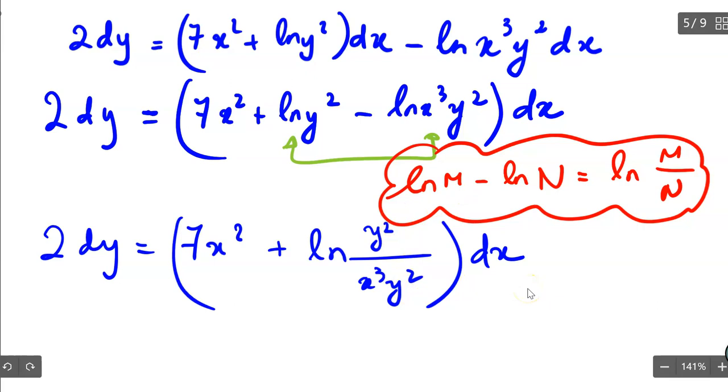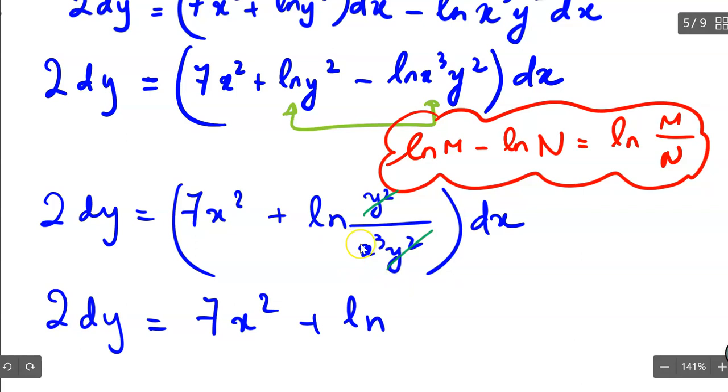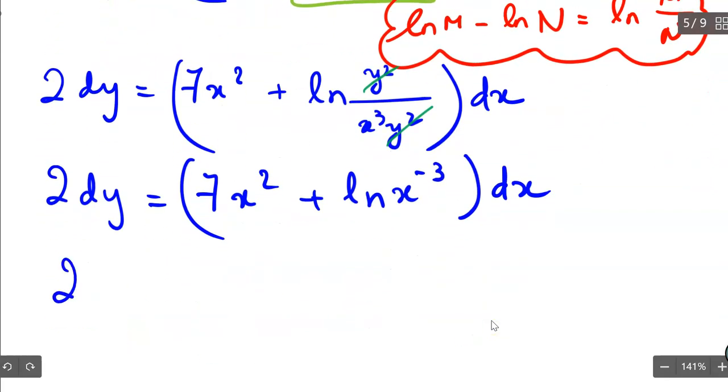Having done that, I can immediately cancel out the y squared as the argument for the ln. Now I end up with this. Okay, at the same time, I'm going to bring x cubed up and make that into x to the exponent minus 3. Okay, so before I do anything else, I'm going to apply another natural logarithm.